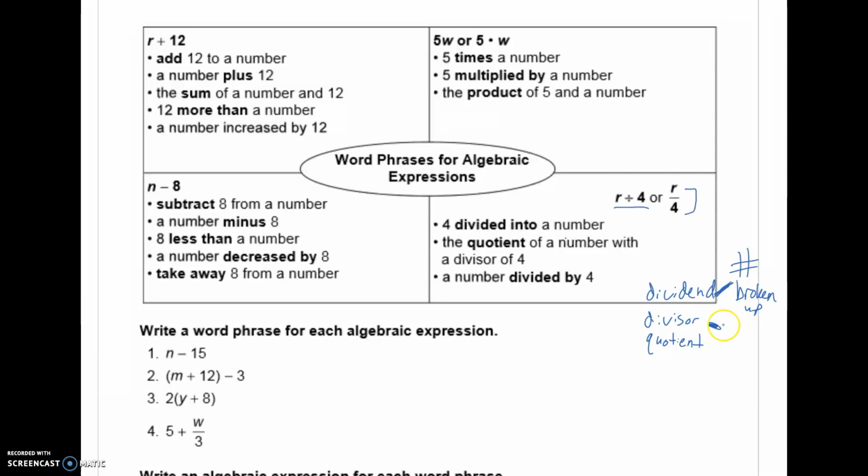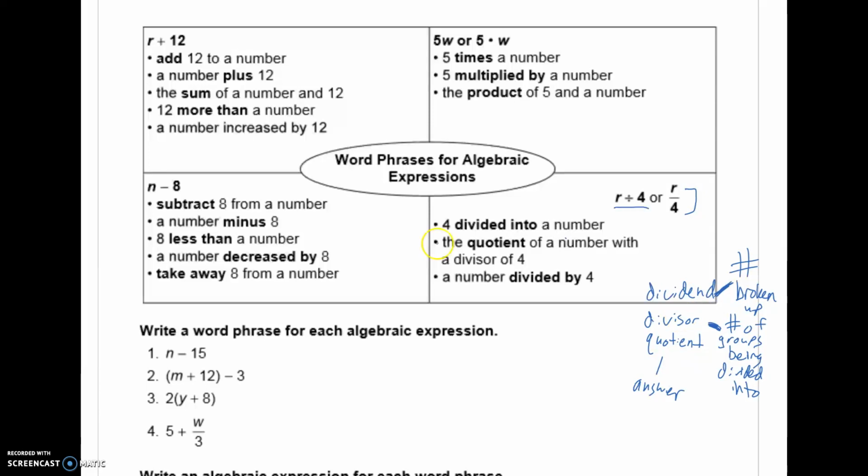Okay. The divisor is how many groups it's being broken up into. Number of groups being divided into. Okay, and then the quotient is simply the answer. Okay, I know it's kind of sloppy and small, so if you need to pause it and write that down really quick, it's just important to know the dividend and divisor especially.